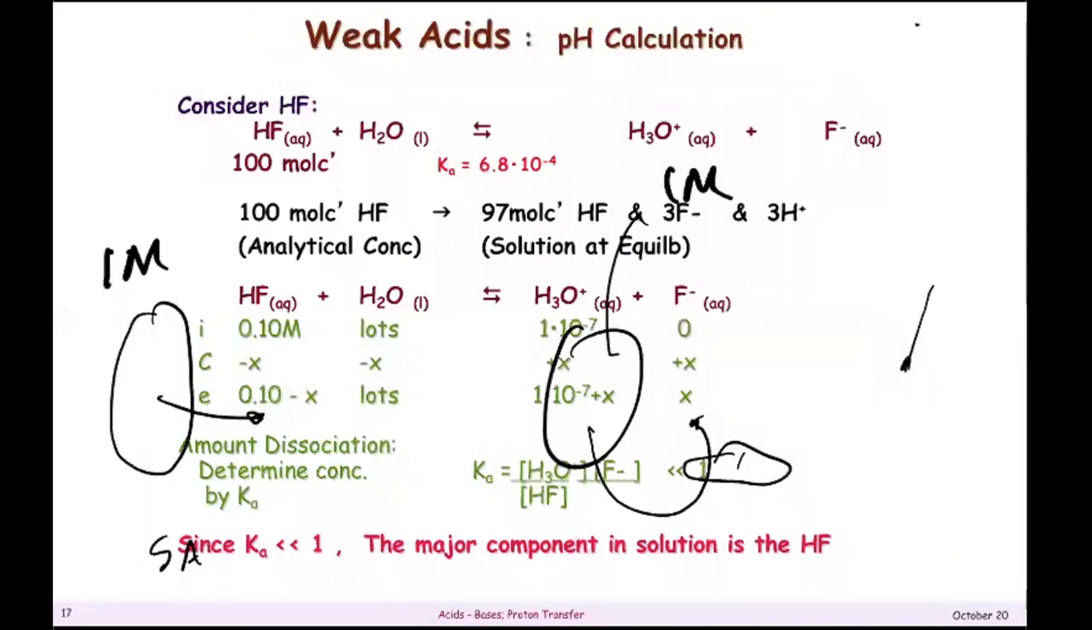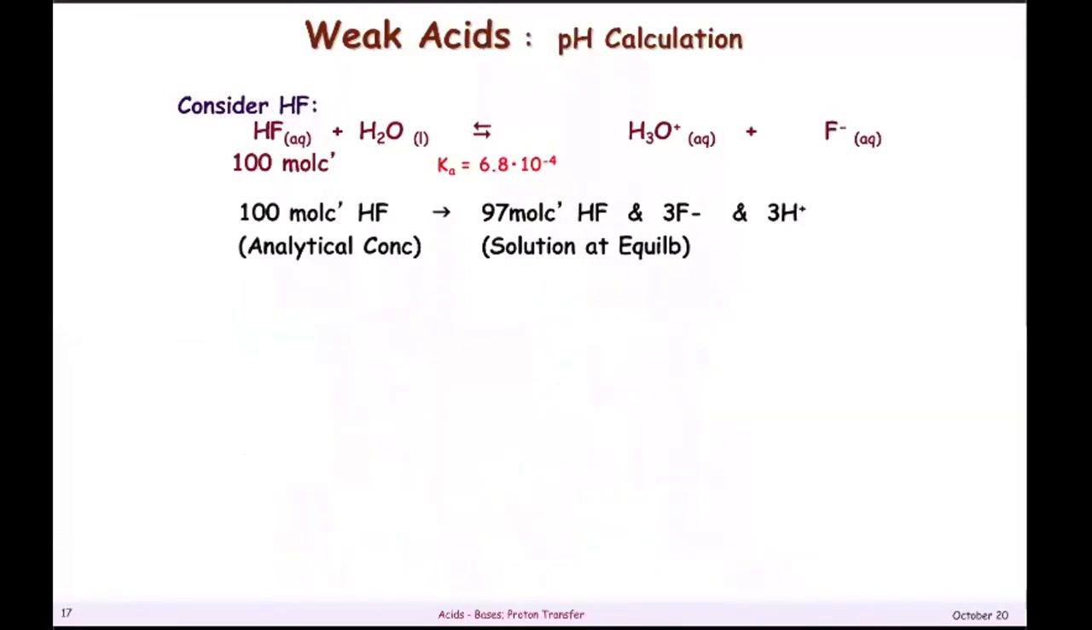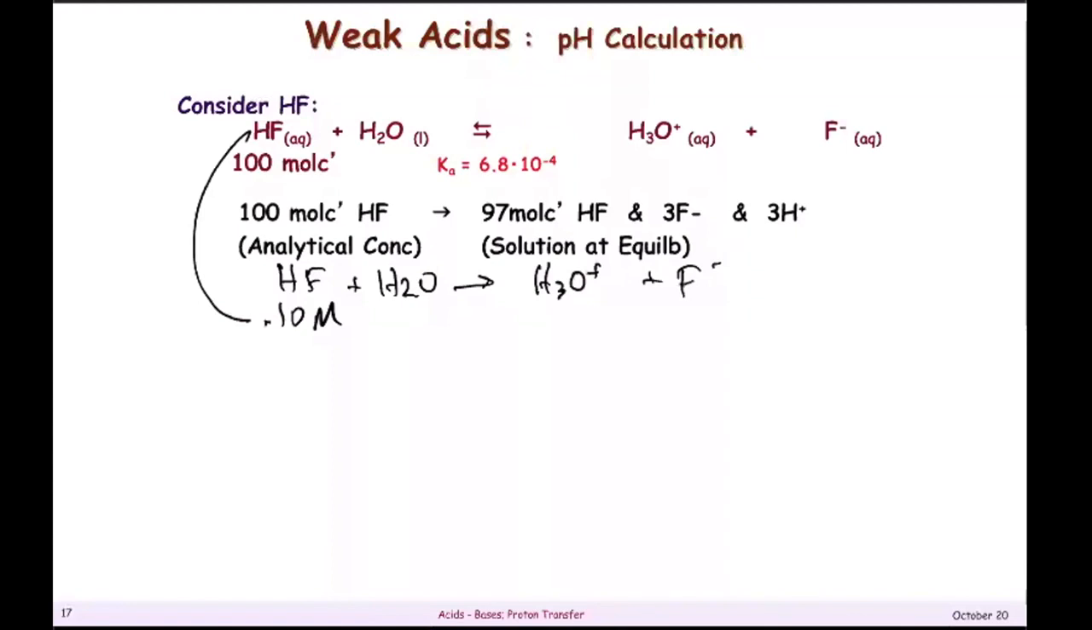So let's take a look at this problem right here. Let me clear this real quick. Okay, so let's say that we have 0.1 molar HF. Then the reaction that you guys are going to write down is HF in water is going to produce hydronium plus its conjugate, F minus. And these are all aqueous. I'll just leave that out so that I don't take up your time.